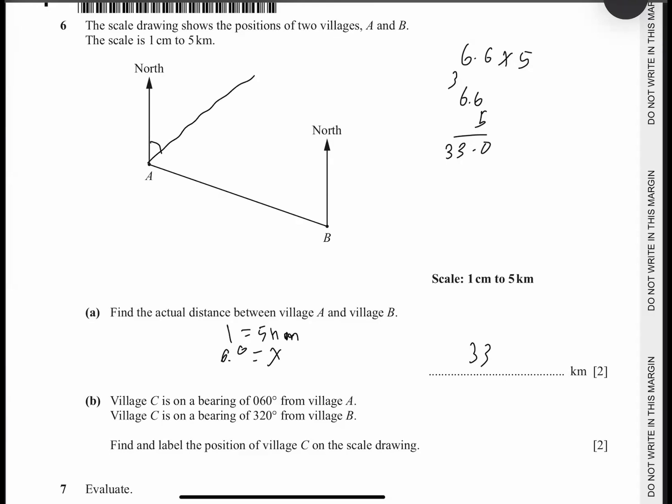And village C is on a bearing of 320 degrees from village B. So 320 would be somewhere around here. This would be the intersection point, and this would be village C.